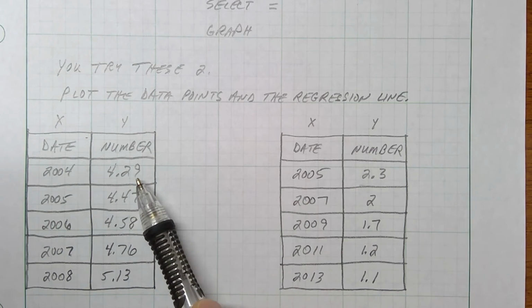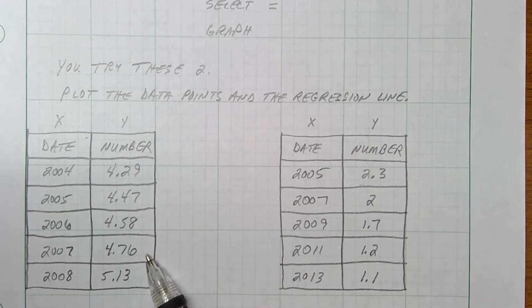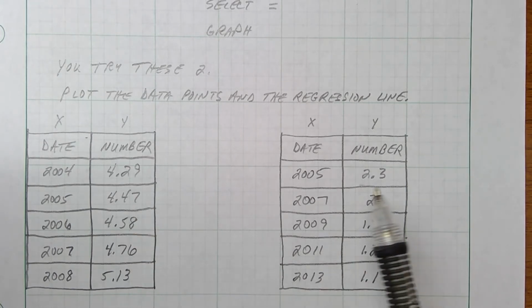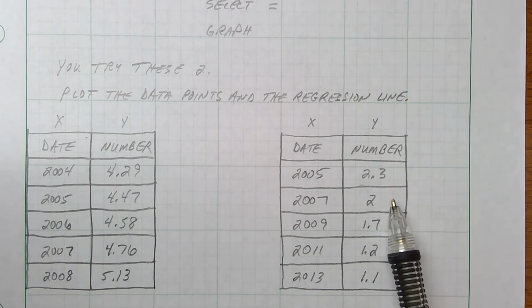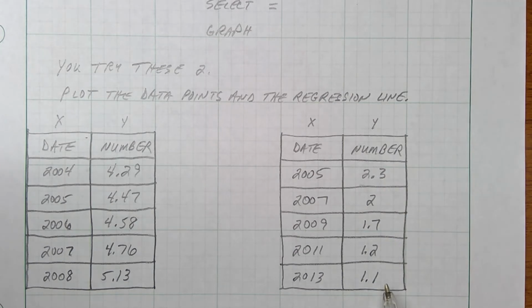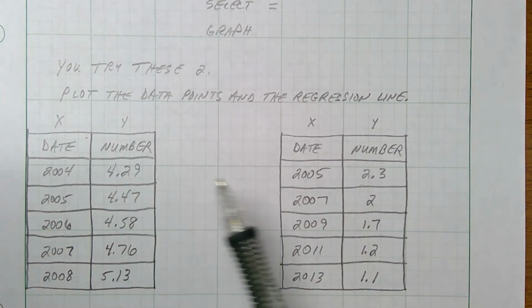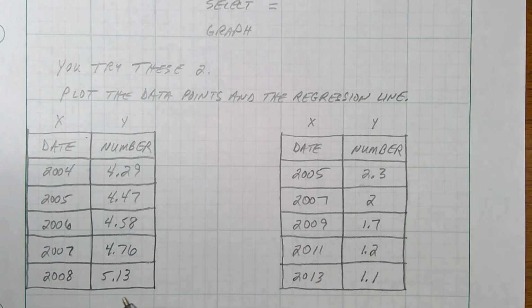Now, I will give you a heads up. Look at what your y values are doing. It's going up, up, up, up. This is increasing. My slope is going to go uphill. So expect a positive slope on this one. And this one here is going down to 2, down to 1.7, down to 1.2. That's decreasing. So expect your slope, or that number in front of the x, to be negative on this one. All right, go ahead and pause the video. See if you can plot the data points and the regression line for both of these, and then I'll come back and work it out with you.